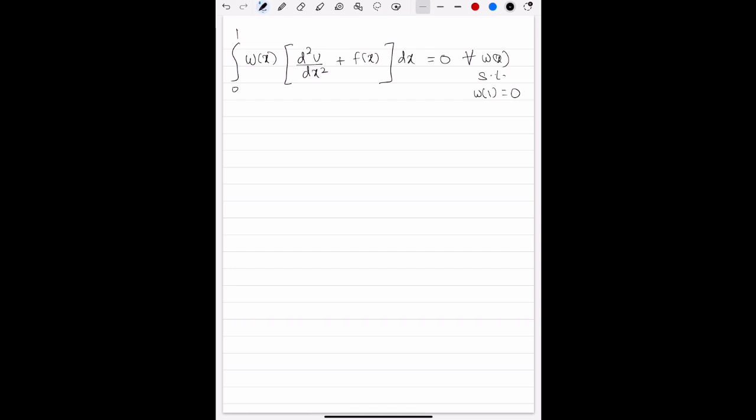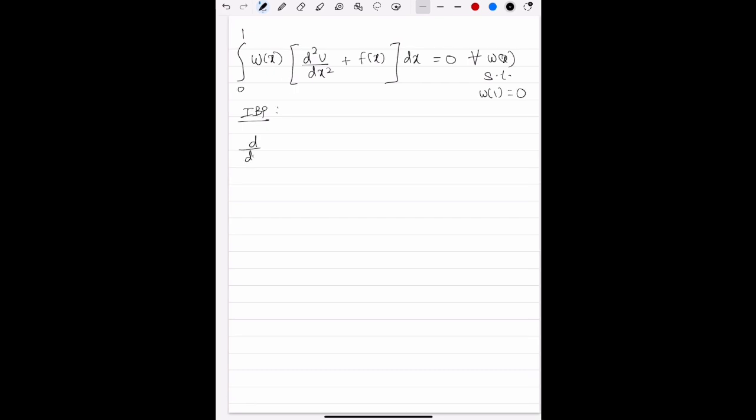Now to simplify this particular integral, we use integration by parts. Now I personally always struggle to remember the formula for integration by parts, and hence I prefer to derive it from scratch using the product rule. So here's how we do that. We begin by considering the expression d by dx of w multiplied by du by dx. It will be clear in a minute why I'm considering this particular expression. But let's now evaluate it.